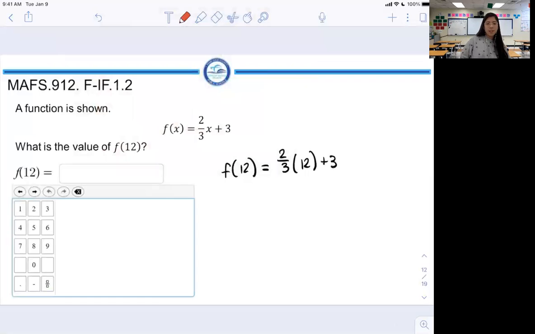Perla already got it. She got 11. Good. How did you do 2/3 times 12, by the way? Good. Multiply by the top. 12 times 2 is 24. And 24 divided by 3 gave you 8. 8 plus 3 is 11. F of 12 is 11. Mental math. Pretty easy.